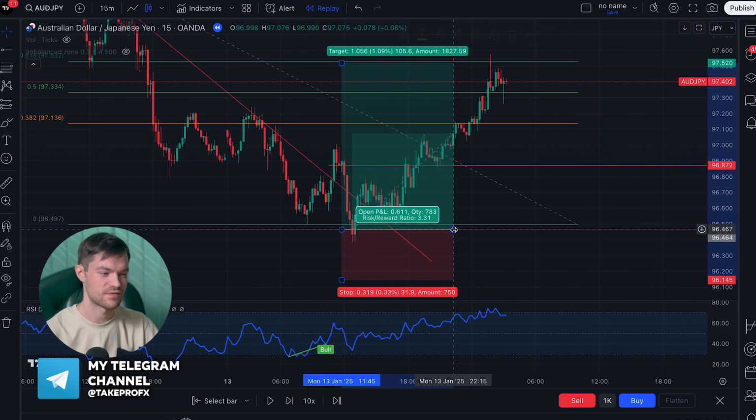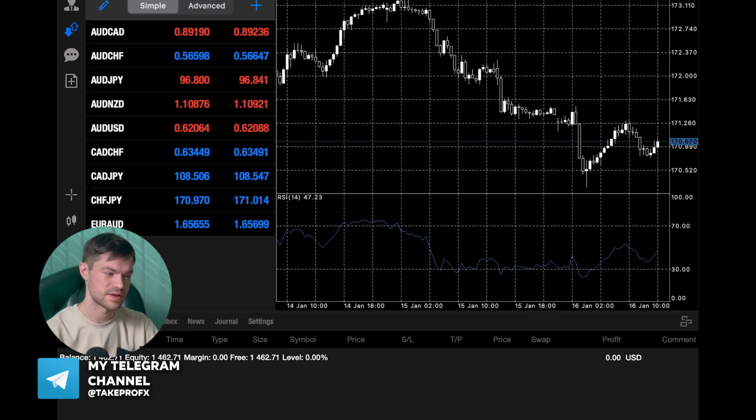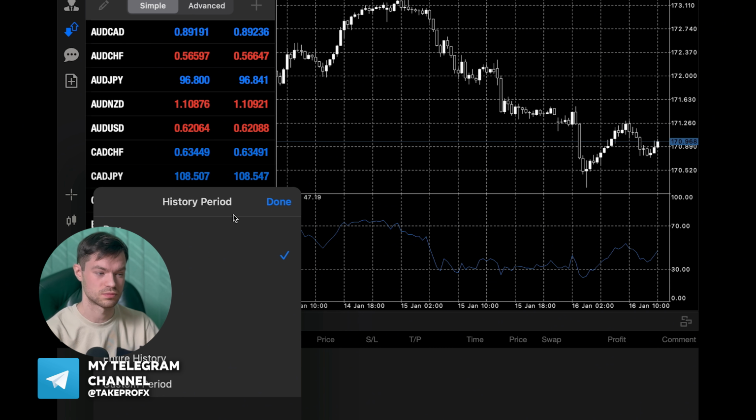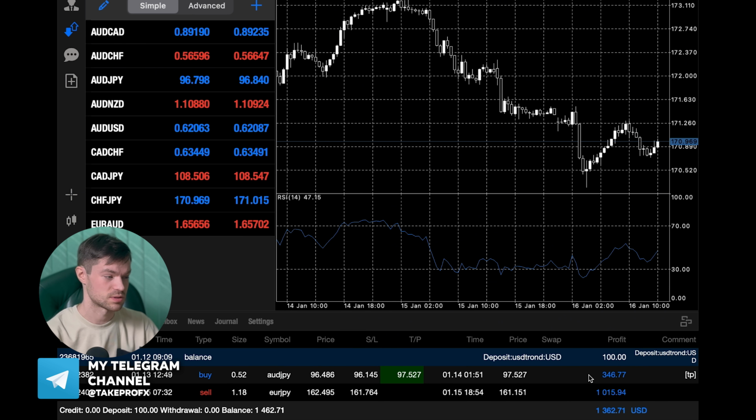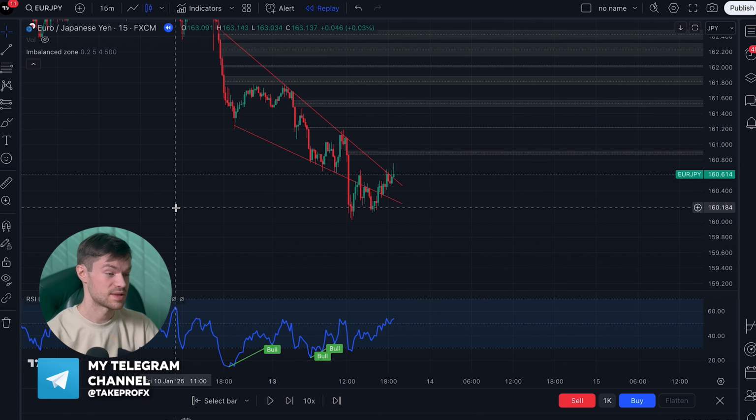I was delighted with the fact that I instantly managed to increase my deposit literally 3-4 times because of the first trade. We took the profit of 345 from the 0.52 lot position. I entered with just the full amount of my deposit, I mean all of my 100. So let's look at the second trade.